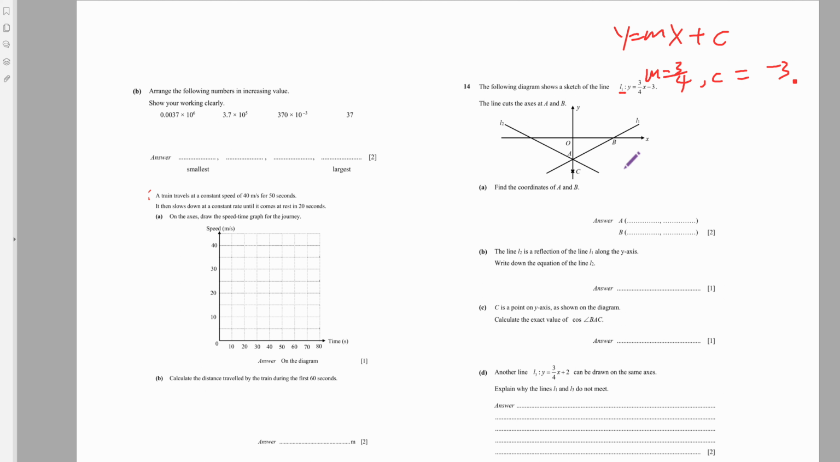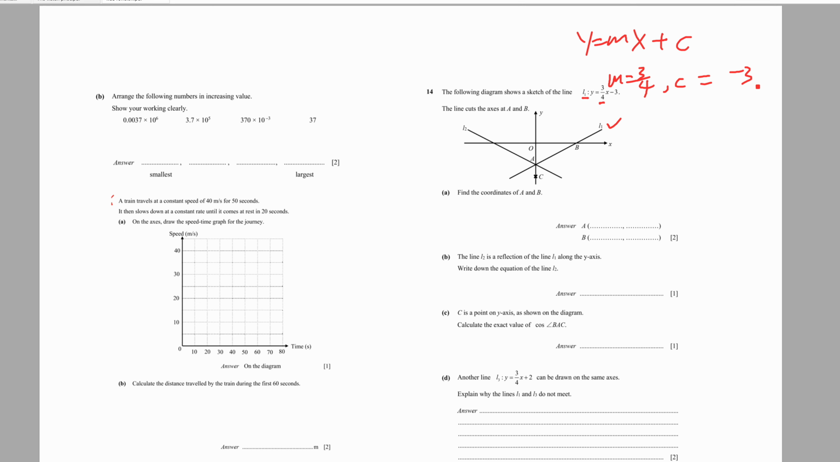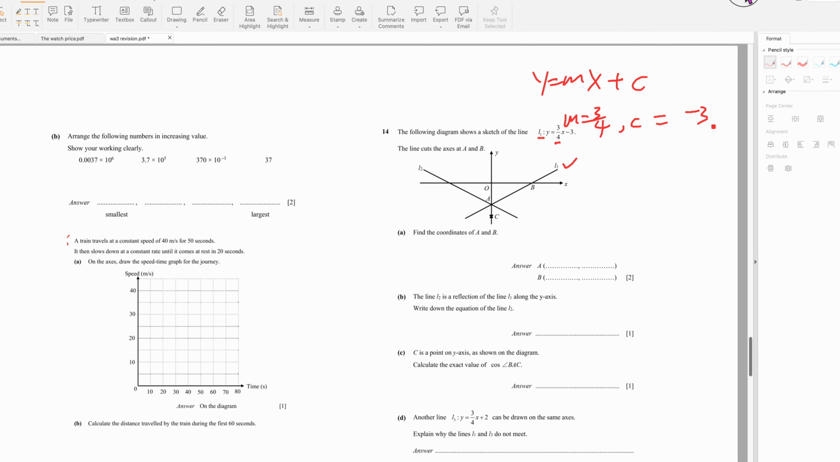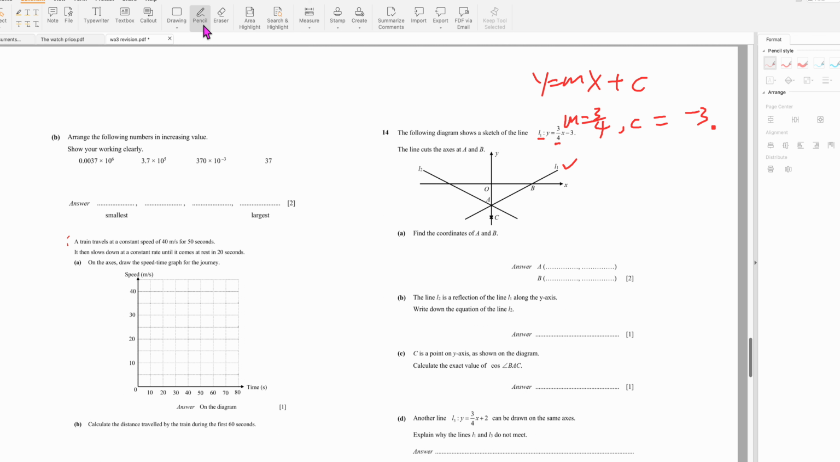Wait, which one is line 1 here? This one. Wait, so why is m equals 3/4? Compare. That is L with a 1 at the bottom. This is L1, which means line 1, they refer to this line. Oh, okay. This is line 2. So do you want to attempt? Yeah. Okay, good. Try it.